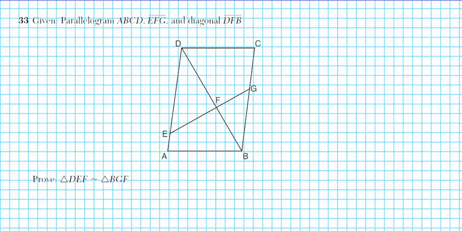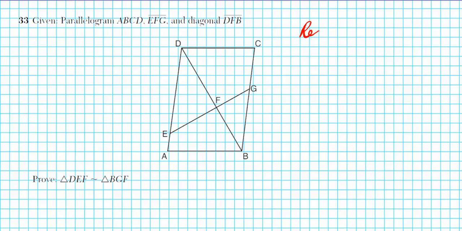All right, let's take a look at question 33. It says, given parallelogram ABCD with line EFG and diagonal DFB, prove that triangle DEF is similar to triangle BGF. Okay, so you just want to recall your similarity postulates and theorems.